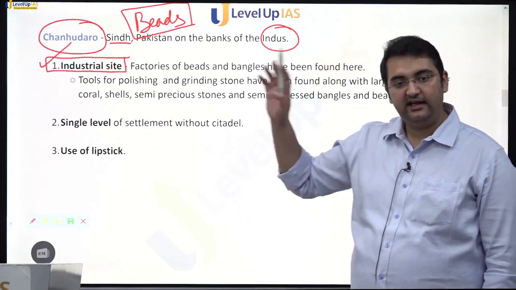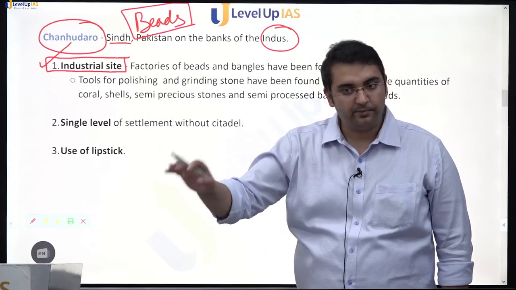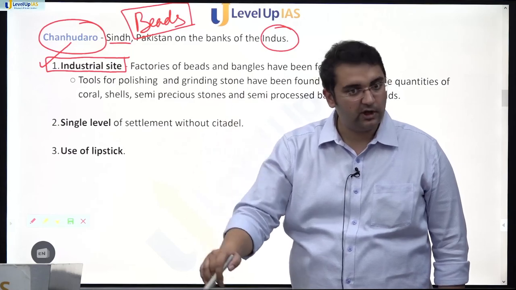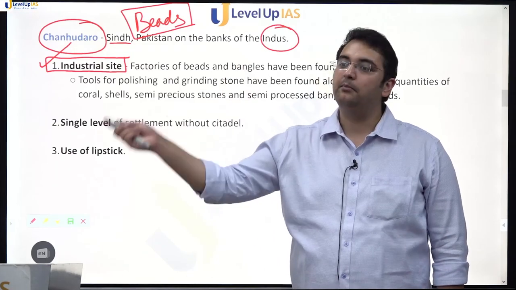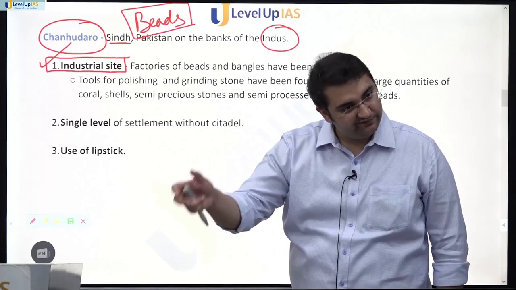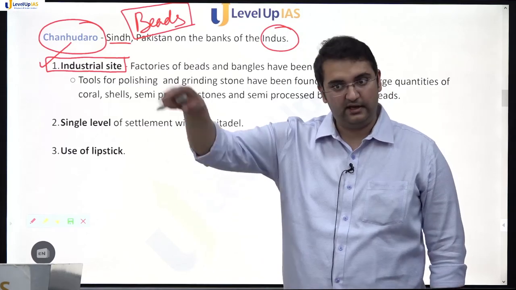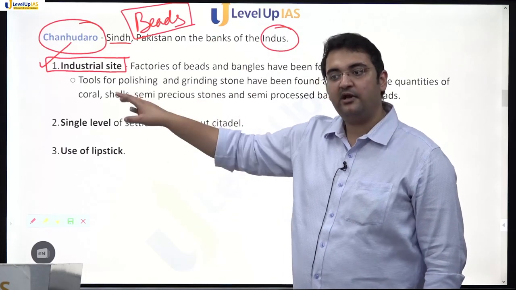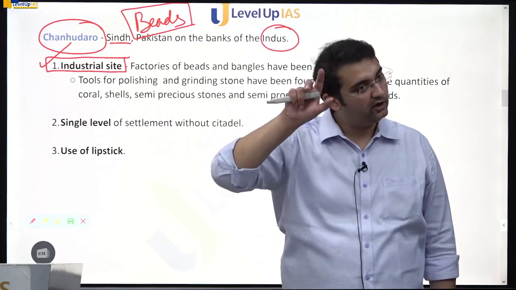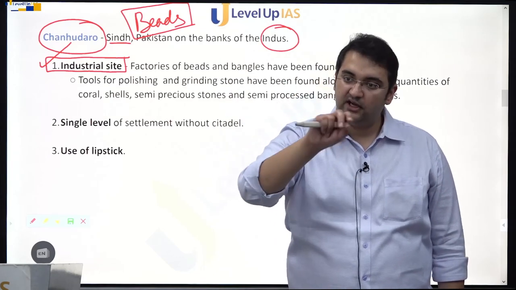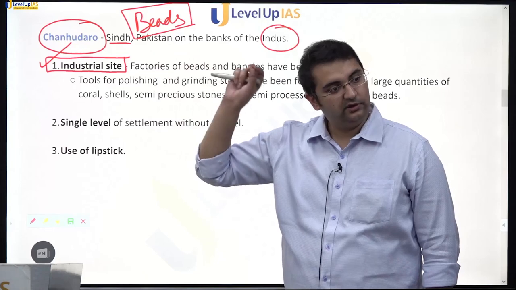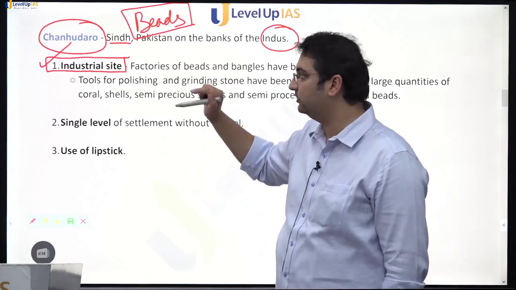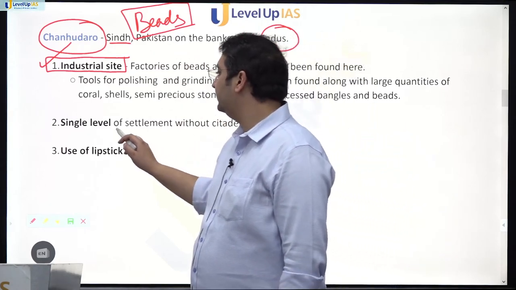So these are dedicated structures where workmen used to establish their workshops, have their tools, bring the raw material, fashion the finished product and then ship it off. So here we find raw material in all the stages. Processed, unprocessed, fully processed. We also have discovered the tools. So this was a factory site.